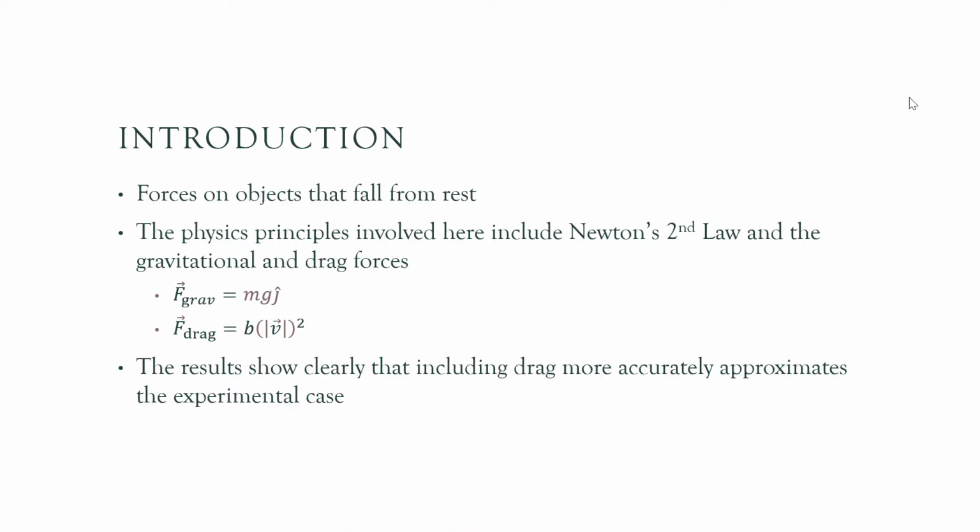So the purpose of this lab is just to investigate the properties of objects that fall from rest, including the forces that act upon those objects. And the way we're going to do that is by performing an experiment and analyzing the motion through Tracker and then making two models in GlowScript, one with gravity only and one with gravity and drag force. So the principles involved here include Newton's second law and the gravitational and drag forces, the equations for which are shown on the screen. And as you'll see, the results are going to show that including drag makes the model much more accurate at approximating the experiment.